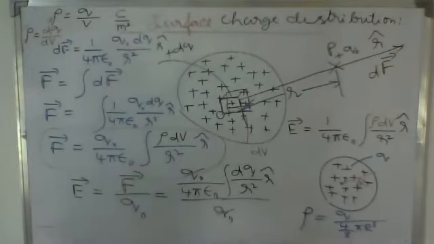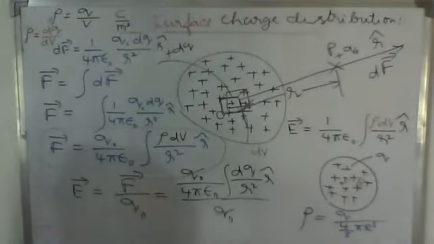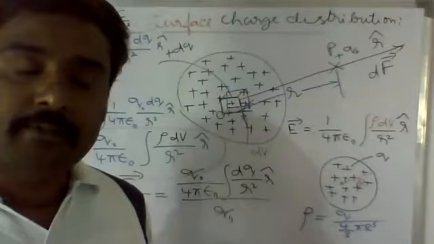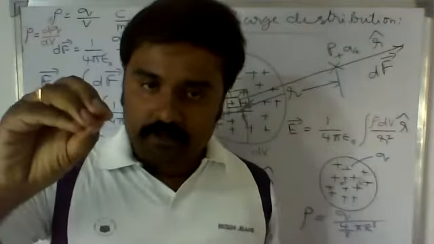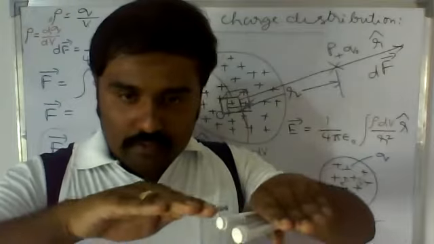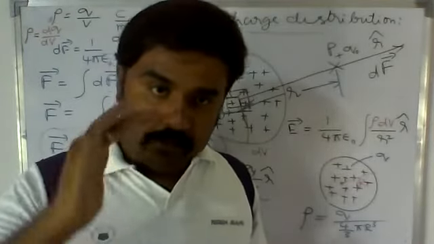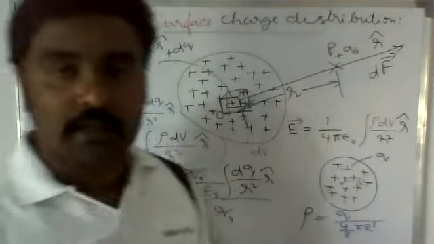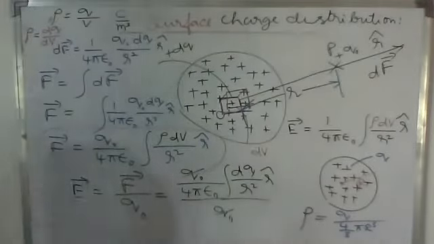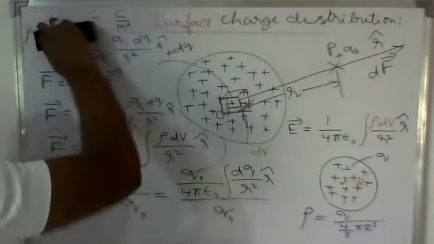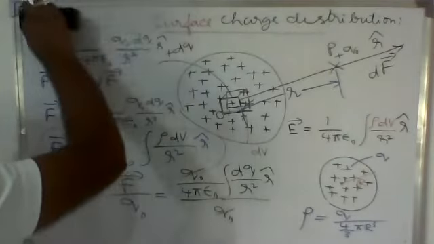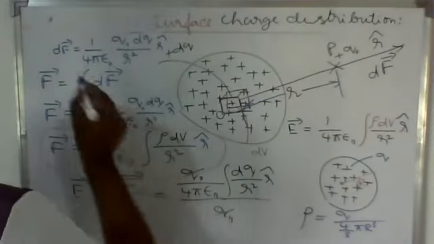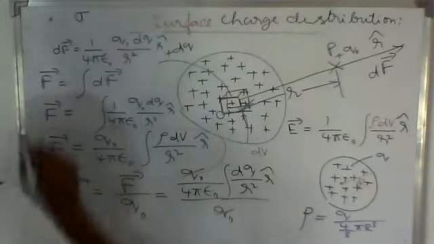Surface charge distribution means a charge that spreads over a two-dimensional surface in space. That is the meaning of surface charge distribution, which has a surface charge density. The symbolic representation of surface charge density is sigma.